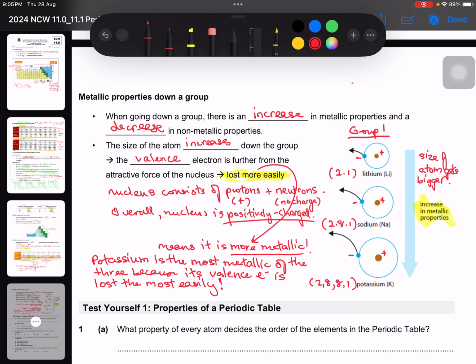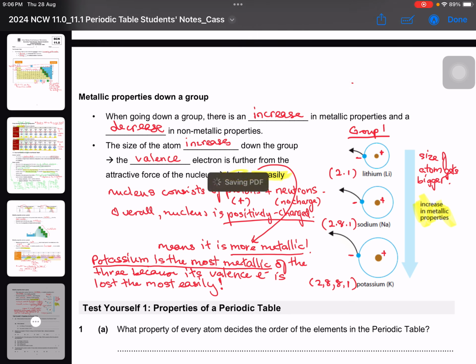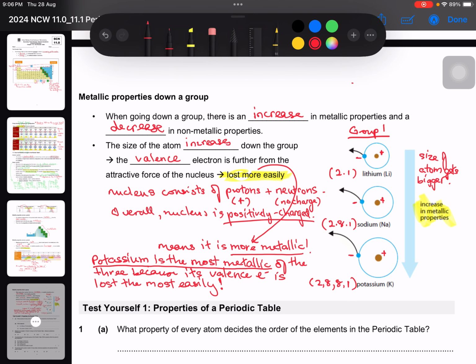Is that okay? Potassium is the most metallic of the three because its valence electron is lost the most easily. Why is it lost the most easily? Because its valence electron is the furthest away from the nucleus. So it experiences the weakest attractive force compared to the lithium and sodium, the weakest attraction. Okay, and with that, we are done.